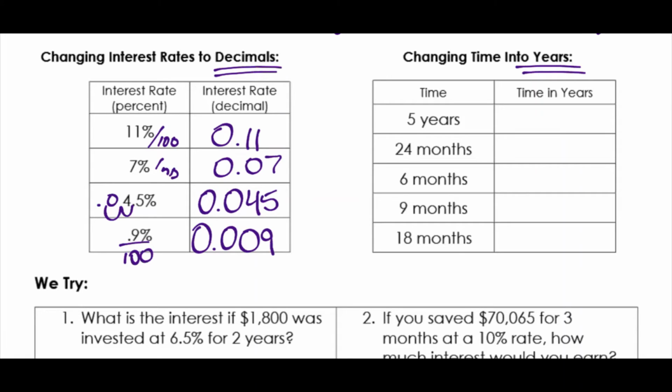So you need to use that as a decimal before you start using the formula at all. And it's always going to be given as a percent. It's going to say it's an 11% interest rate. You can't use 11%. You have to use 0.11.